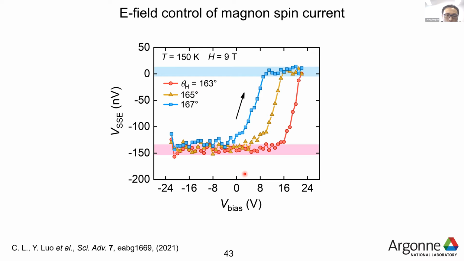So we basically apply a magnetic field at a fixed field angle, and then we sweep the gate voltage. As we increase the gate voltage, we can see a transition in this spin Seebeck signal, from negative 150 to zero. So this demonstrates that we can control the magnon spin current by just using a gate voltage in this antiferromagnet. So this concludes my second part.